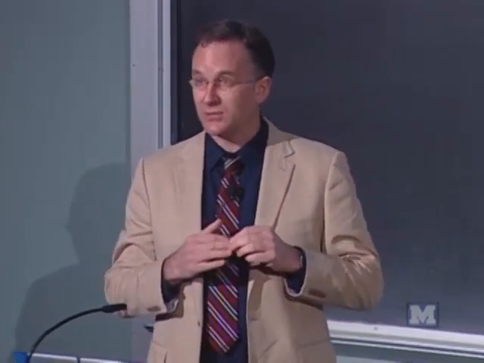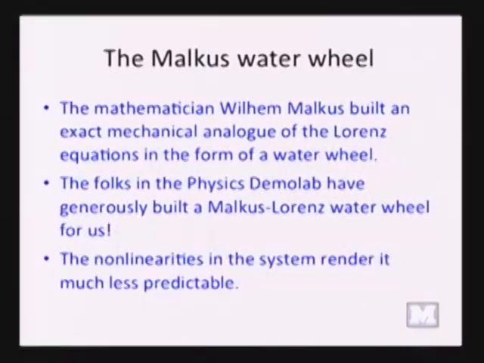Okay, so you have these nonlinear equations, and they're very chaotic, and we're going to demonstrate that by using the Malkus waterwheel. There's another famous MIT guy named Willem Malkus, who was a student of Enrico Fermi's, and all the physicists here know what that means. Fermi was a very great physicist, and Malkus was one of his students. Malkus realized that you could take Lorenz's equations and create an exact mechanical analog in the form of a water wheel. And the folks in the physics demo lab have generously built this Malkus-Lorenz water wheel for us.